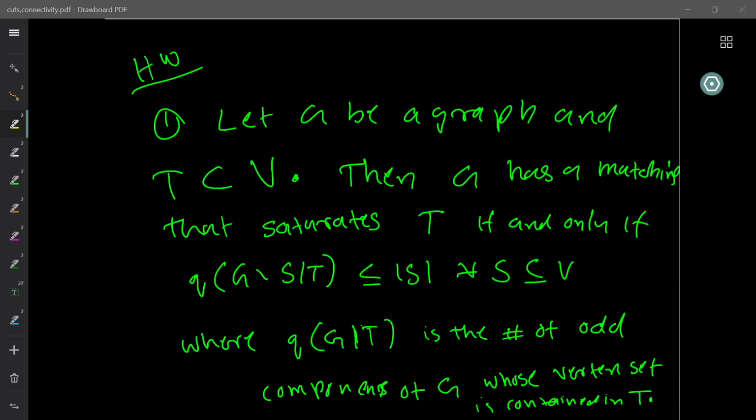So here are some homework questions for you. Let G be a graph and T be some subset of the vertex set. Then G has a matching that saturates T if and only if q_T(G minus S) is less than or equal to the cardinality of S for every S subset of V, where we define q_T(G) as the number of odd components of G whose vertex set is contained in T. So we have G minus S, the number of odd components in G minus S that are contained in T. So basically this is what you want to show.